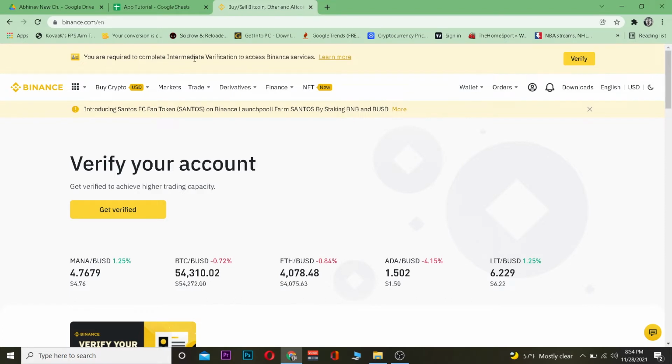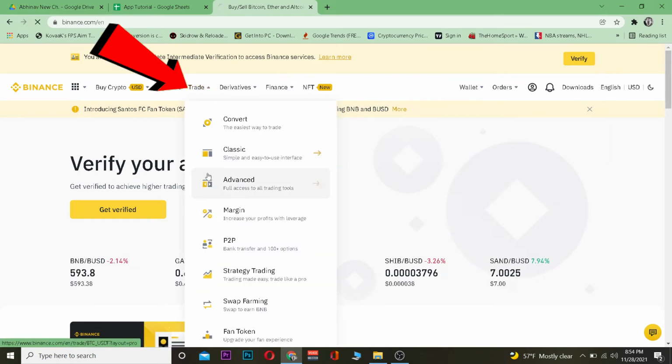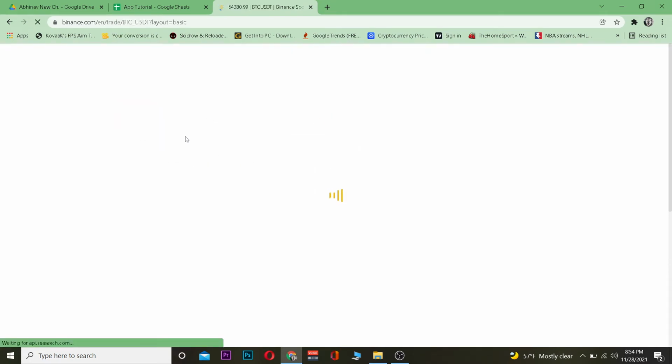First step, go to Binance.com and log in to your account. Then go on Trade and on Classic. I like to go on Classic, but if you like Advanced, it's your choice.